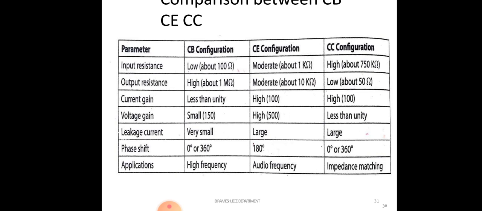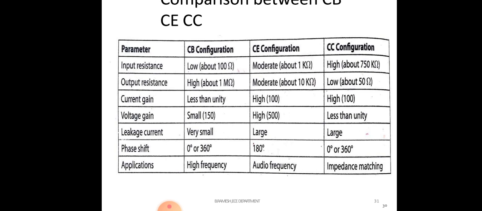For voltage amplification we can use the common base configuration. For current amplification we can use the common collector configuration. For power amplification we can use the common emitter configuration. The common emitter configuration can also be used for cascade amplifiers: using it we can design a single stage amplifier, a double stage amplifier, and a multi stage amplifier.